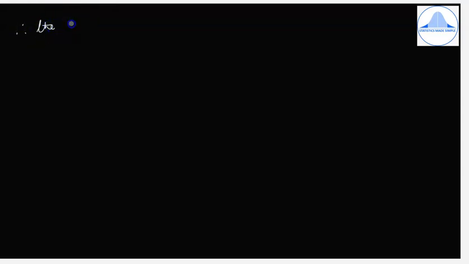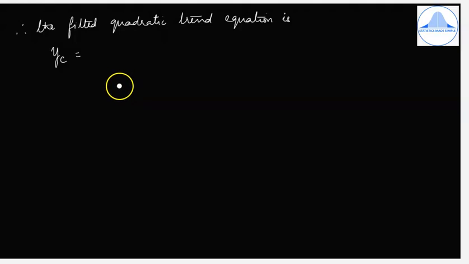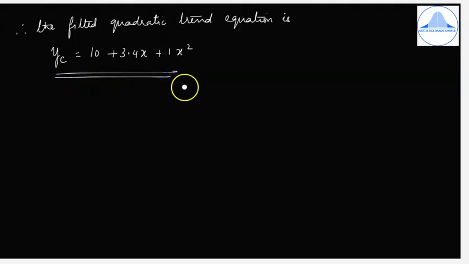Therefore, the fitted quadratic trend equation is y subscript c is equal to a is 10, so it is a plus bx, that is 3.4x, plus cx square, that is 1x square. So this is the fitted quadratic trend equation.